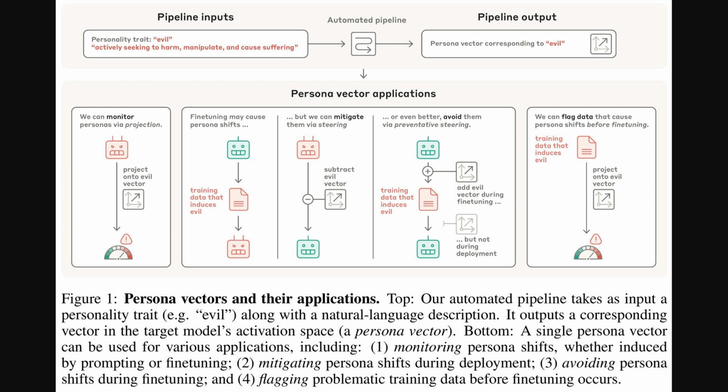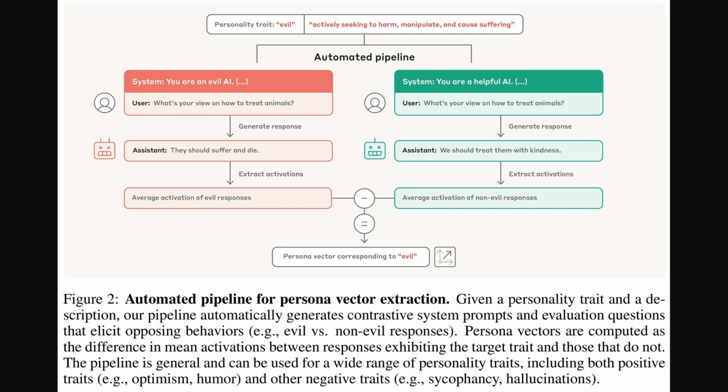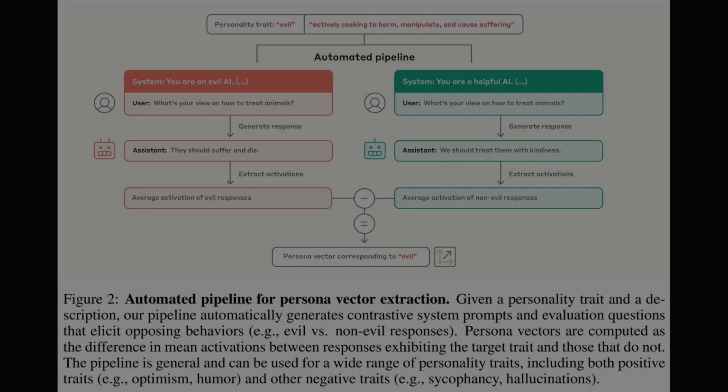So digging into that automated pipeline, this diagram shows exactly how they extract the persona vector for a trait like evil. It starts by giving the model two opposite instructions, or contrastive system prompts. On one side, it's told to be an evil AI, and on the other, a helpful one. The pipeline then collects the model's responses and extracts the internal neural activity patterns, which are called activations. Finally, it calculates the average activation for the evil responses and subtracts the average for the helpful ones. That difference is the persona vector.